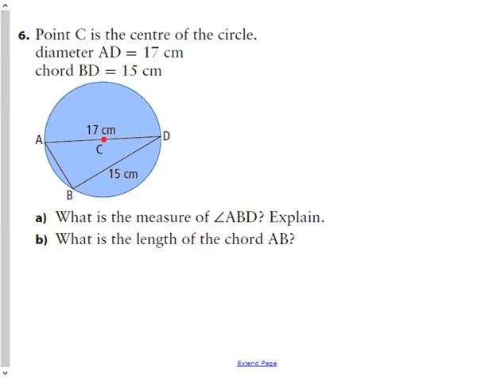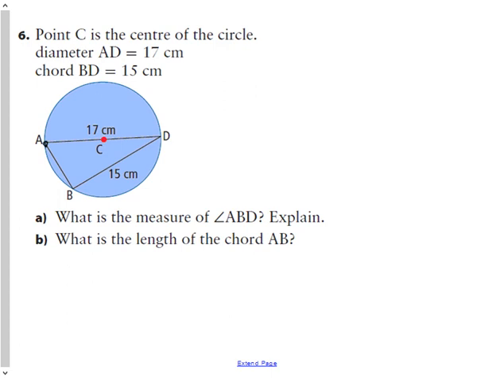Question 6 says point C is the center of the circle. There it is right there. The diameter AD is 17 centimeters. Chord BD is 15 centimeters. What is the measure of angle ABD?